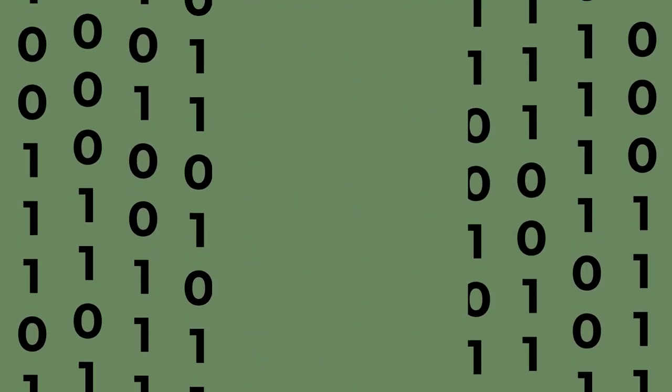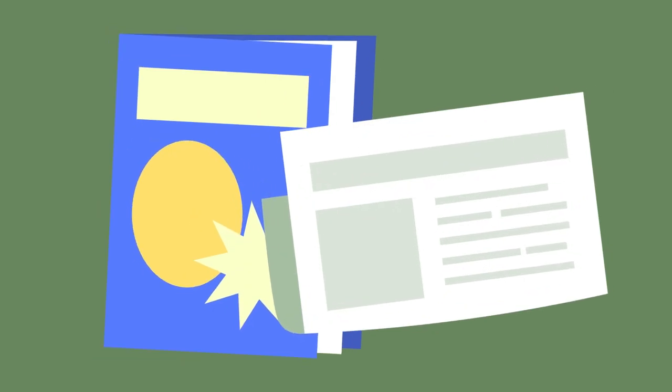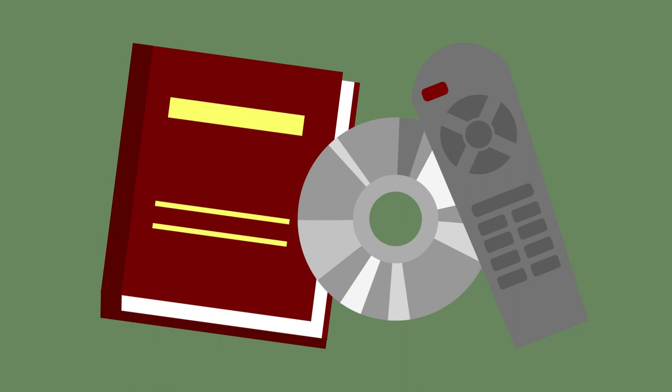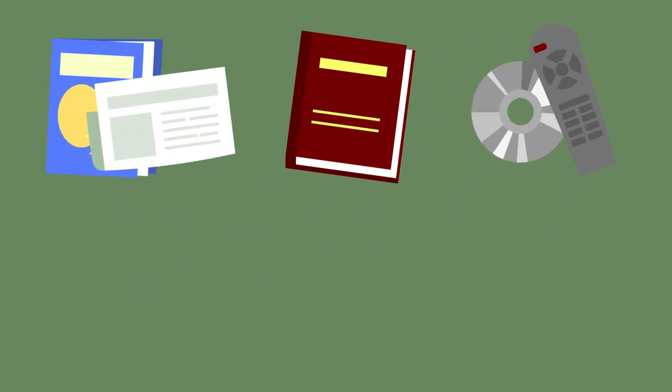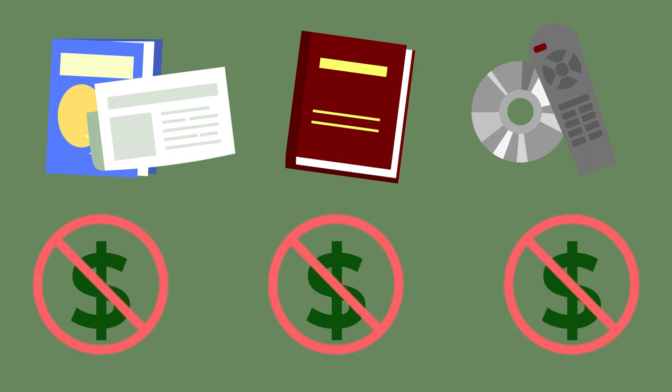A library database is an online collection filled with academic information from loads of different sources, such as periodicals, like magazines and newspapers, or reference sources, like books, or even videos and music. And all of these resources have been paid for by the library, so they're available to you free of charge.